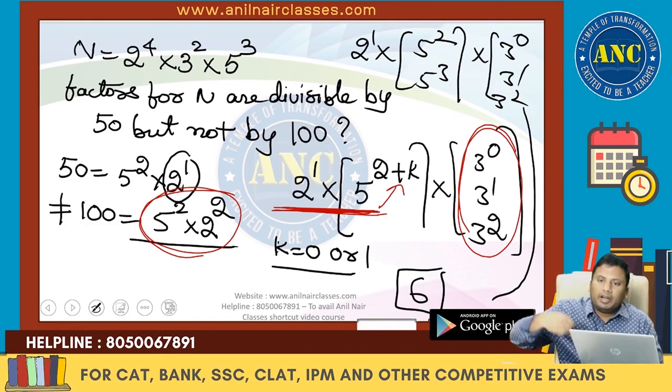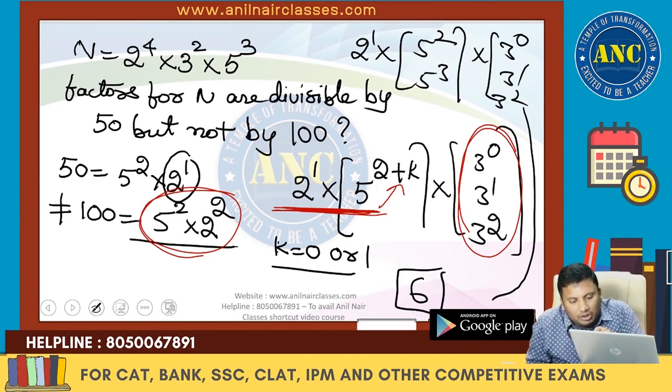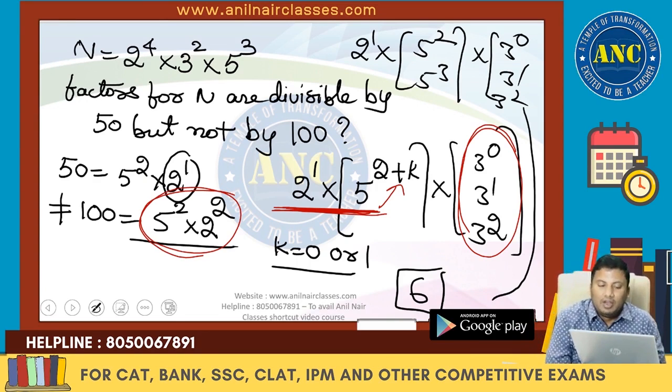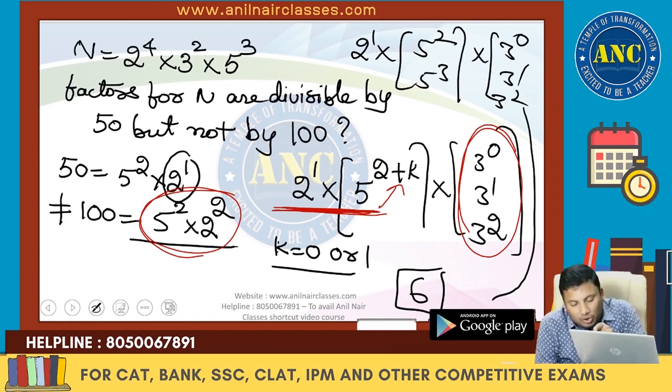Multiply any number, you will realize 2 into 25 is 50. 50 ones are 50. 2 into 25 is 50. 5 threes are 150. 150 is divisible by 50. 5 nines are 450. 450 is divisible by 50, but not by 100.